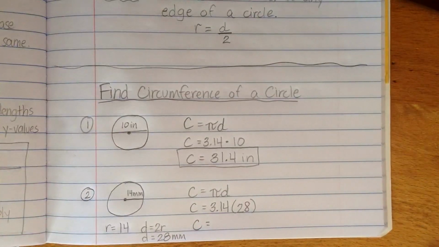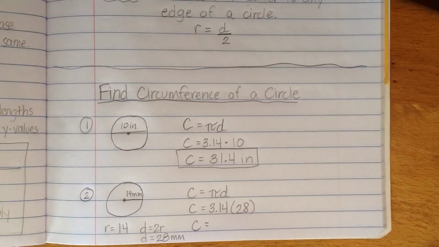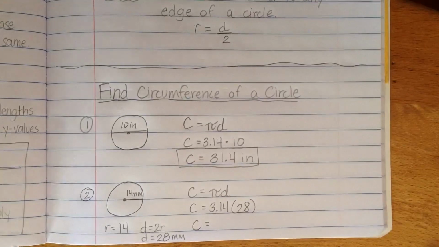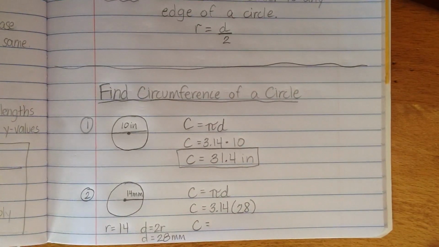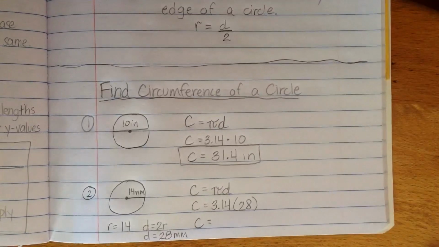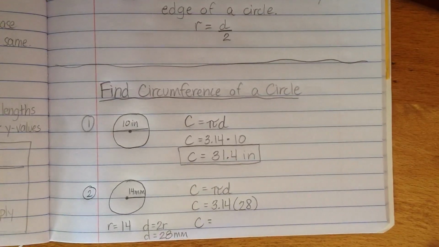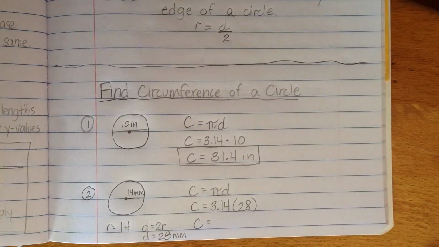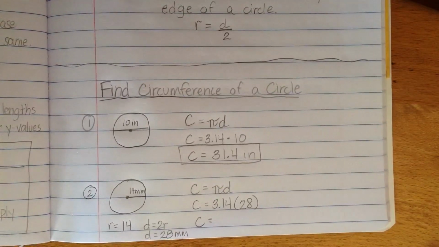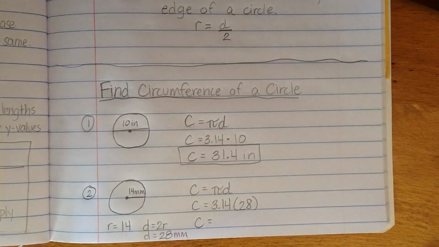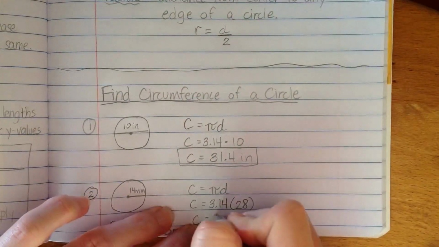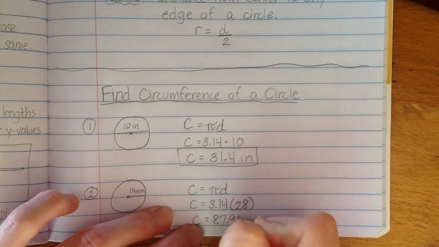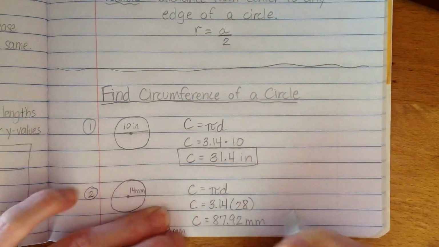All right, where did I put my calculator? 3.14 times 28. If you don't have a calculator, we could do it manually, of course. But let's see. 3.14 times 28. I got 87.92 millimeters. And don't forget to put your units.